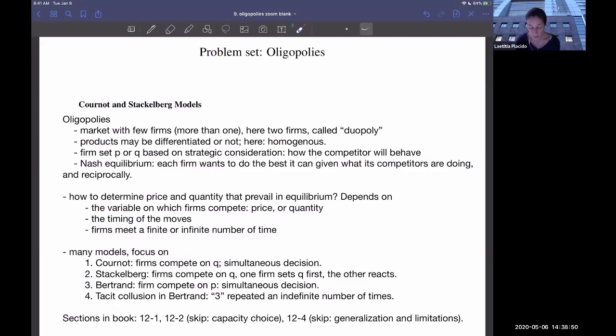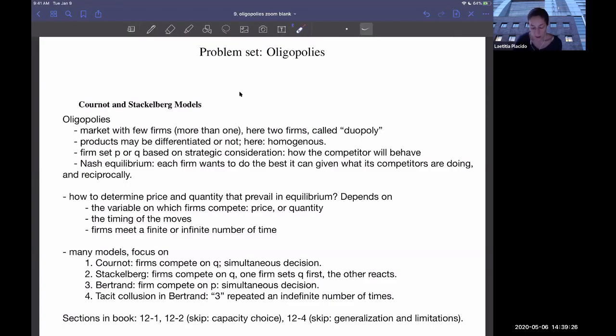In oligopolies, you have a market with few firms, but more than one firm. Here we are going to focus on the case where you have 2 firms, and when you have 2 firms, we call that a duopoly. In general, all the results we're going to get here can be generalized to markets with more than 2 firms, but for simplicity, we are just going to study the case with 2 firms.